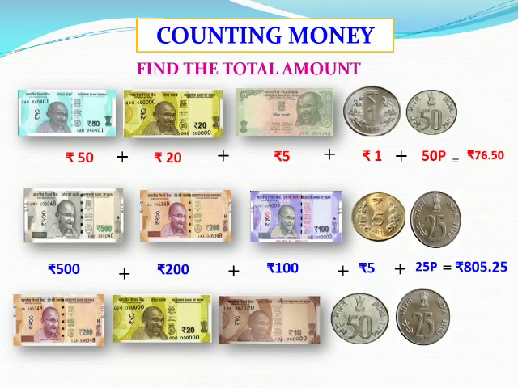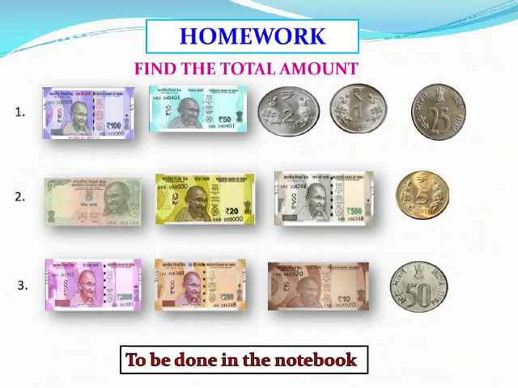Now see, 200 rupee note, 20 rupee note, 10 rupee note, 50 paise coin and 25 paise coin. Now let us add. First 200 plus 20 is 220, plus 10 is 230. Now 50 paise plus 25 paise is 75 paise. Rupees 230 we got, and 75 paise. So final answer is rupees 230.75.